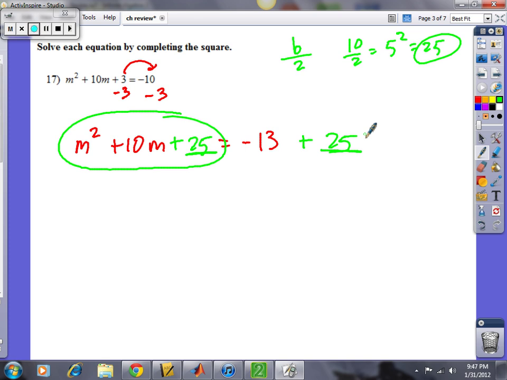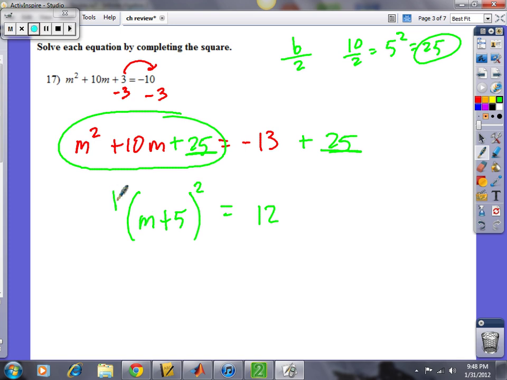Alright, now, when you add 25 on the left, you have created a perfect square. So you can rewrite that as m plus 5, that whole quantity squared. On the right, you're going to have negative 13 plus 25, which is just 12. Okay, now you do it just like we did before. Just undo the square. Let's just solve for m.